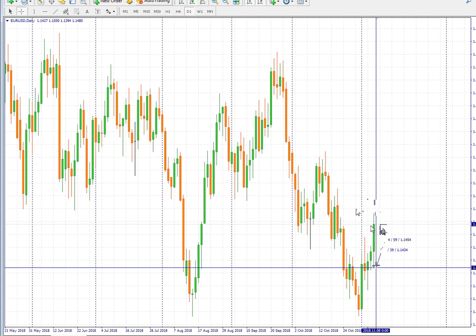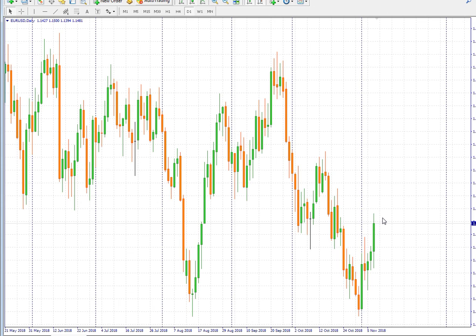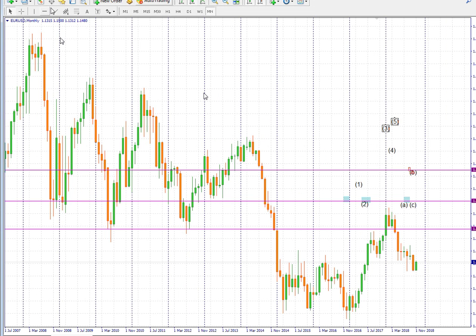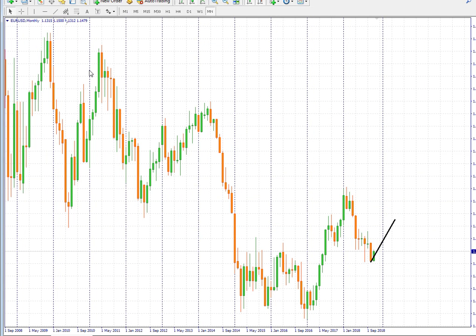And the rule says that the president's party tends to lose congressional seats in the midterm election. So what we expect is simple. Look at it from the monthly point of view. We actually expect a move upwards like that until the next midterm, and then it should crash down something like that. This is what we expect. We expect a move upwards, and then you also expect a move to the lower side.